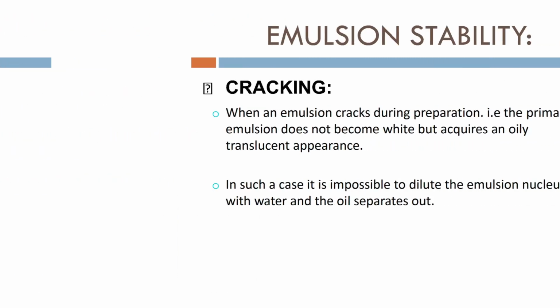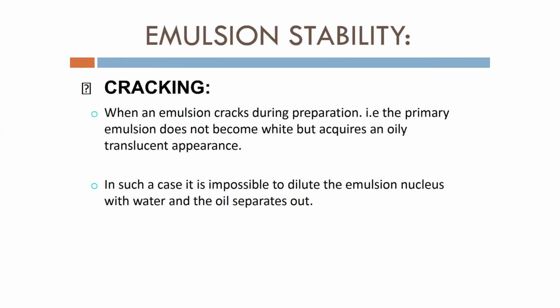Now, let's talk about cracking in the context of preparation. Cracking can also refer to when an emulsion fails during its preparation. The primary emulsion doesn't become white and creamy but instead takes on an oily, translucent appearance. When this happens, it's impossible to dilute it with water, and the oil simply separates out. What causes an emulsion to crack?